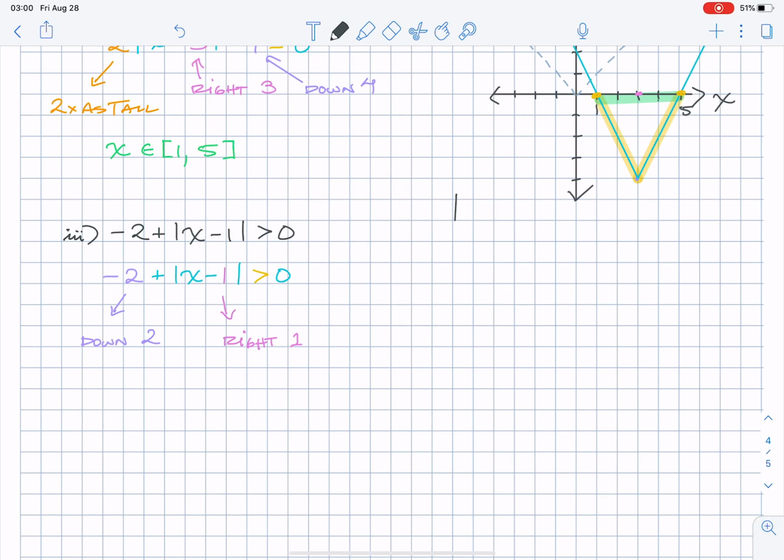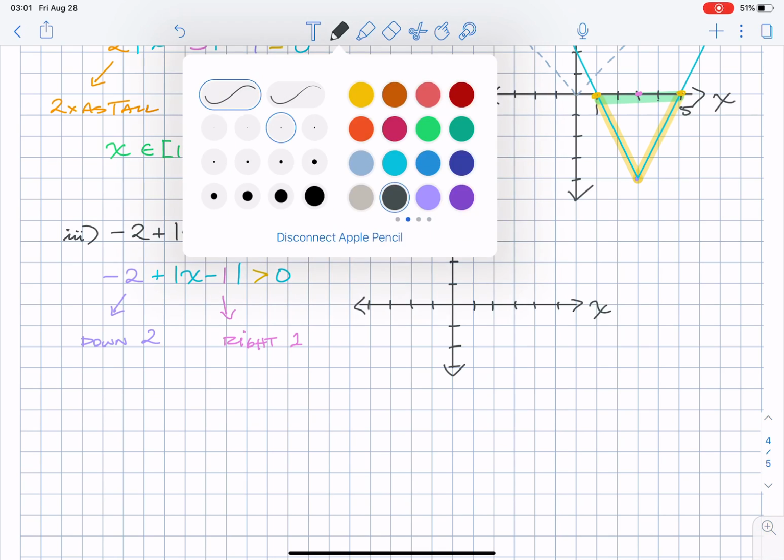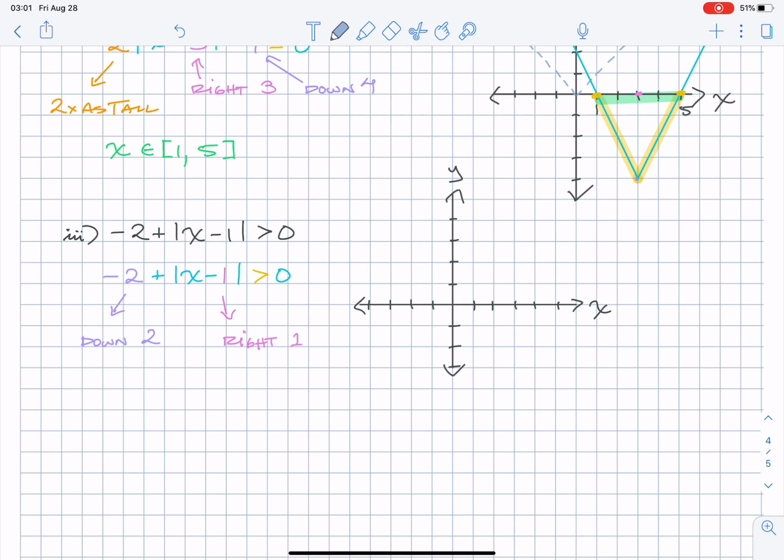So x and y coordinate axes. X and y. 1, 2, 3, 4, 5. 1, 2, 3, 4. 1, 2, 3, 4. 1, 2, 3. Okay. So I know that my normal absolute value function is this V-shaped guy here.